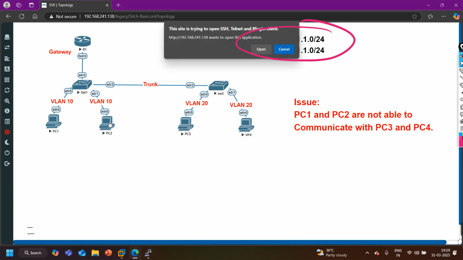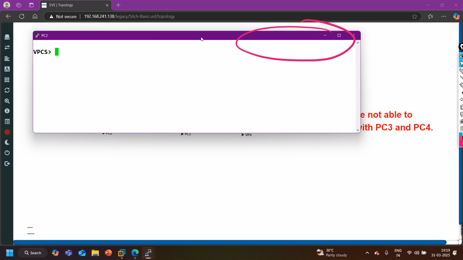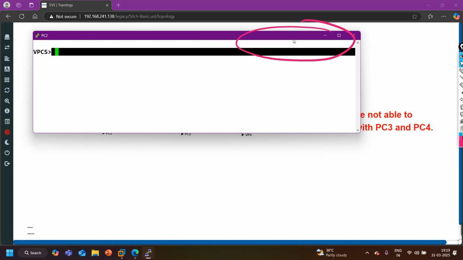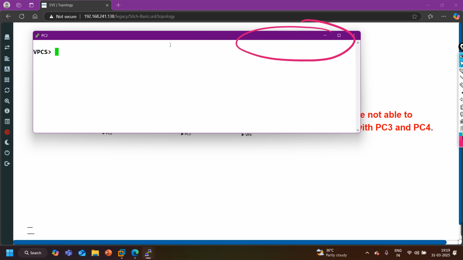Let me do one thing. Let me access PC2 and verify the communication between PC1 and PC2, because they both belong to the same VLAN and both are connected to the same switch as well.